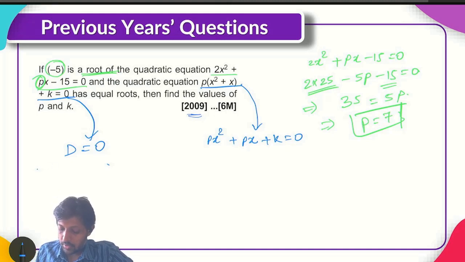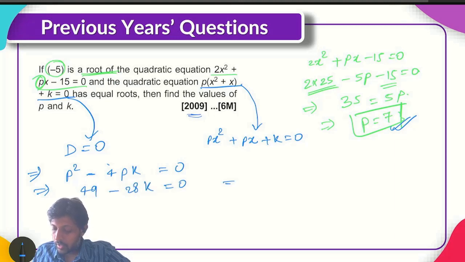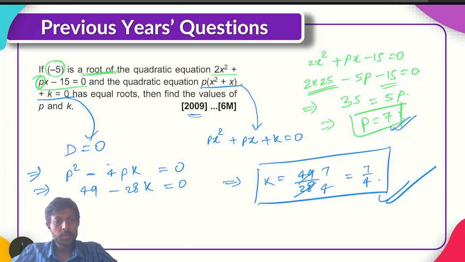Okay, let's write discriminant. This is b square minus 4ac. That's your discriminant, and this has to be equal to 0. Now the value of p, we know it's 7. So 49 minus 28k equal to 0, and this will give us the value of k, 49 by 28, 7 upon 4. Okay, p's value is given 7 and k's value is 7 upon 4.